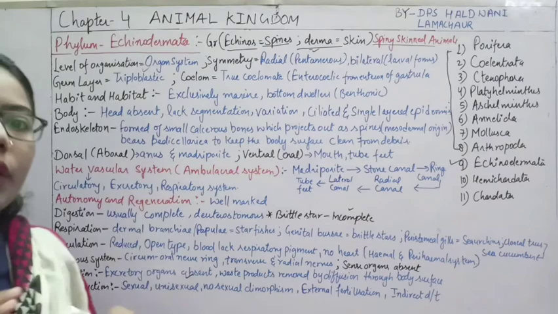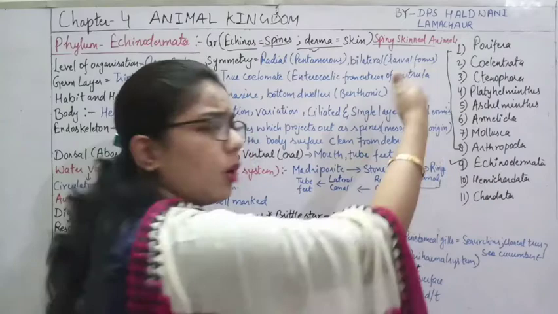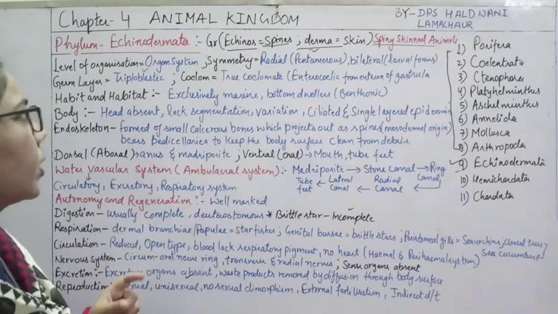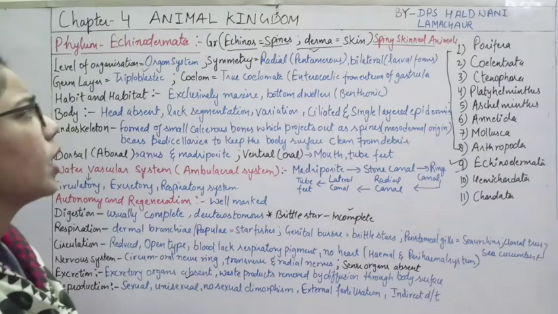So we have started from the lower animals and we are moving towards the higher animals, right? And if you compare with all the previous ones, Echinodermata is the highest of all of them. So they have the organ system level of organization. It means that the body is made up of a combination of different organs.